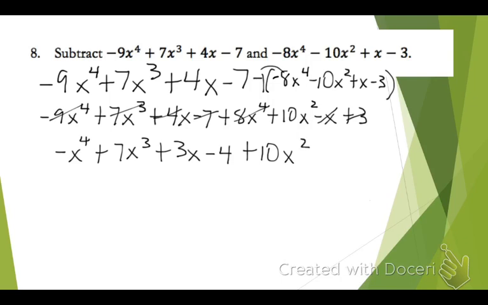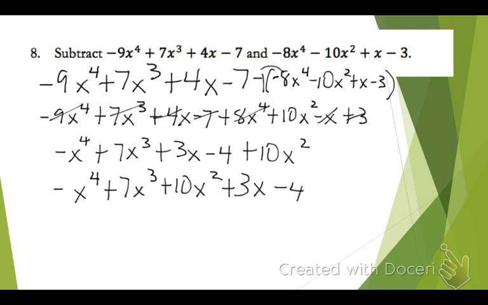And then I want to write my final answer in standard form. So I'm going to rearrange and move my 10x squared after my x cubed term. And then I'll just finish plus 3x minus 4. And then that's my polynomial simplified.